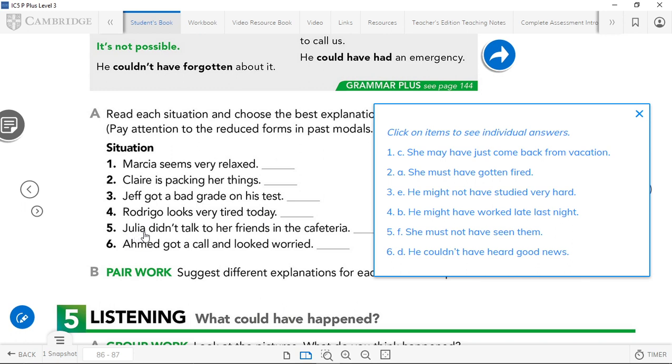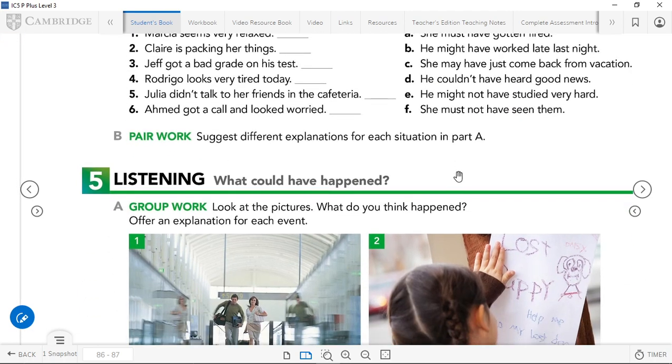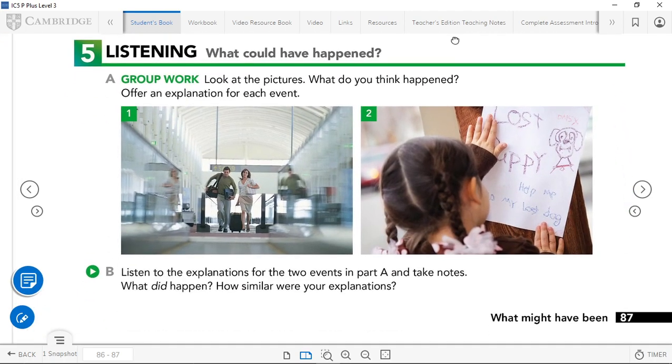And five, Julia didn't talk to her friends in the cafeteria. F, she must not have seen them. And the last one, Ahmed got a call and looked worried. That's letter D. He couldn't have heard good news. If you have those answers, very good. You are correct. Now, let's do the last thing for today, that is going to be a listening.